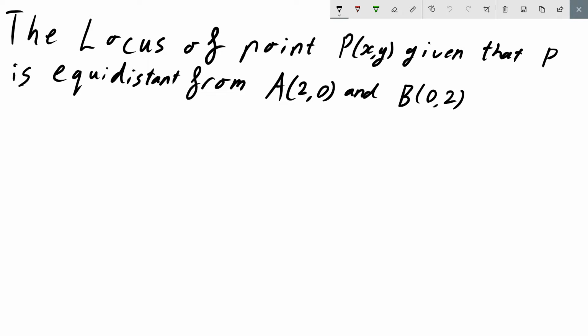Hello, and today we're going to be talking about locuses. So what is a locus and how do we define it and how do we actually do some things with it? So a locus is just a path traced by a set of conditions.